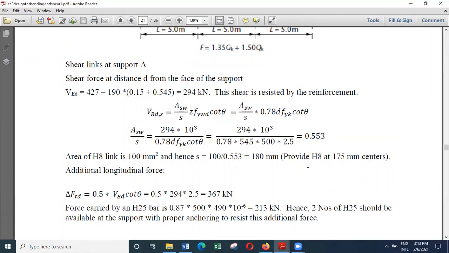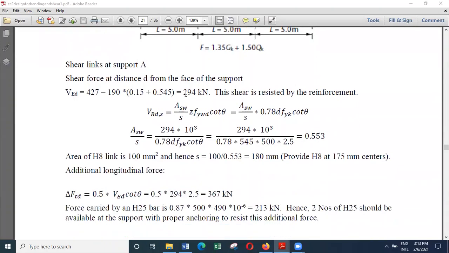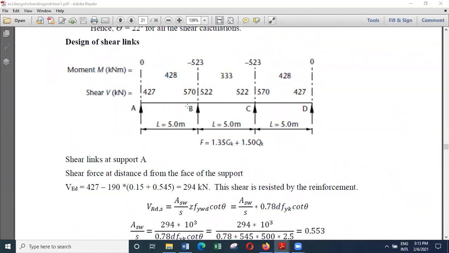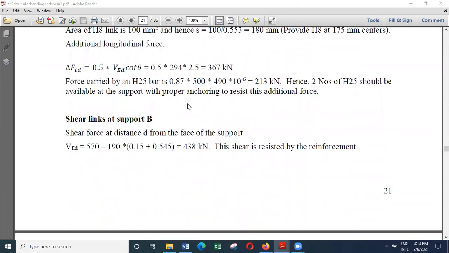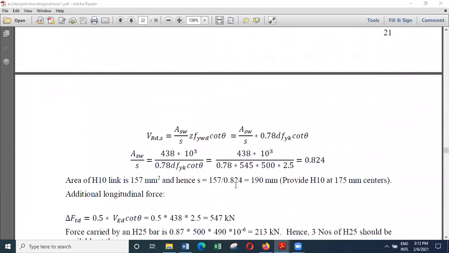Okay, now we'll look at what happens at the inner support, where we get 570. So again, you have to find the shear force at a distance d away from the face of the support, 438. And there also you can find the reinforcement requirement. Here in this region, I have selected 10 millimeter links, which is giving 157. And again, you can see H10 can be provided at 175 centimeters.